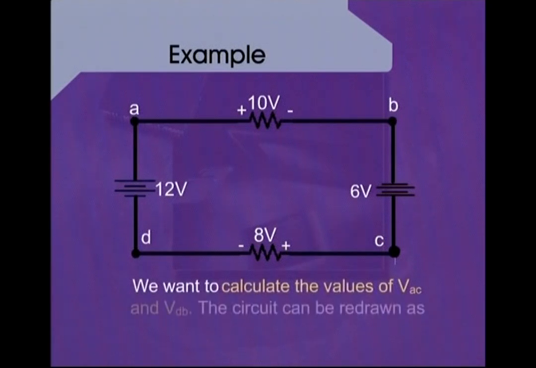We want to calculate the value of VAC, the voltage difference which will appear between the point A and the point C. Also we want to calculate VDB, that is once again the potential difference which will appear for this circuit between the points B and D.